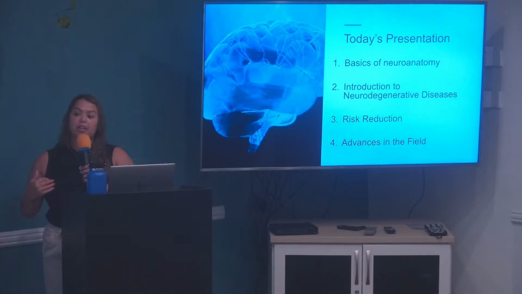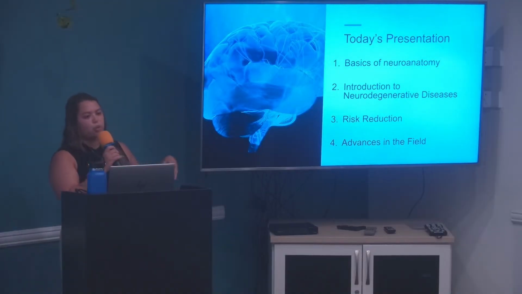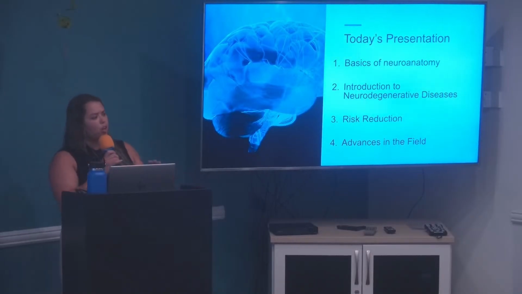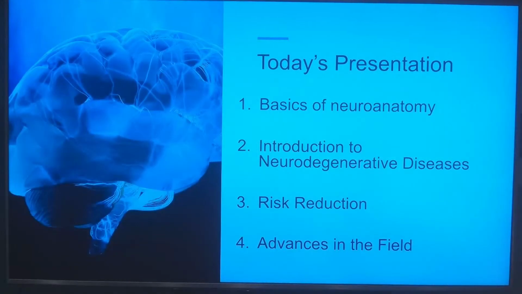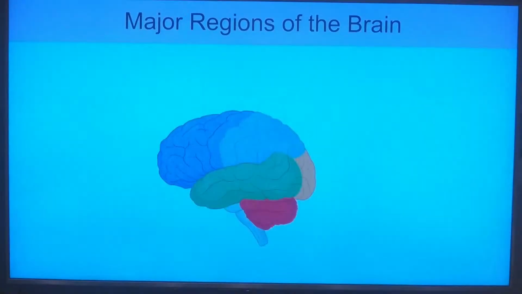How we're going to reduce our risk of things like Alzheimer's disease and all those other diseases, but mainly dementia, right? Dementia, we'll define it, we'll talk about it. And then advances in the field. It'll be a quicker presentation for the most part. Feel free to interrupt me with questions, but we'll also have a lot of time for questions after. All right, here we go. Hang on tight. So the basics.